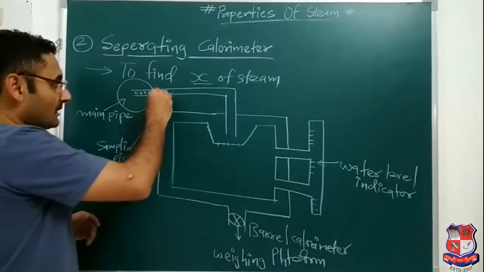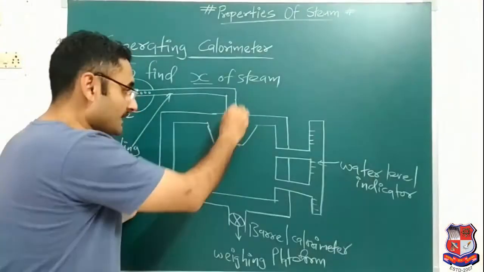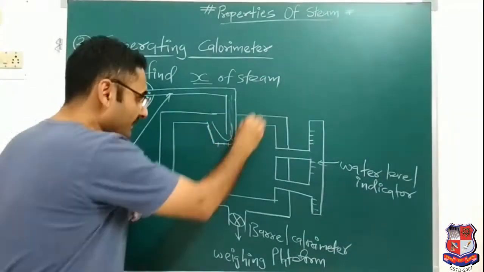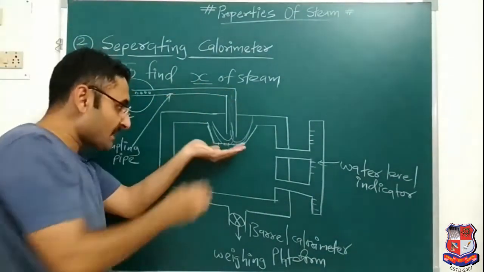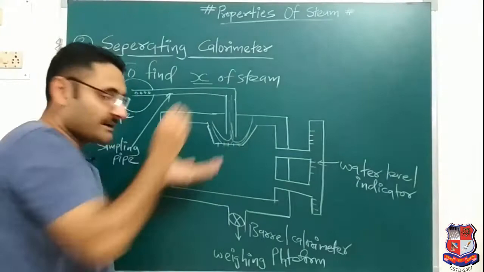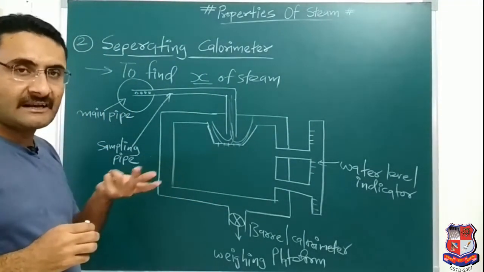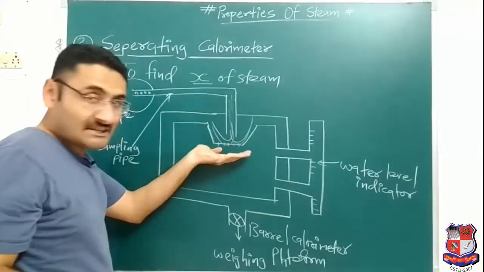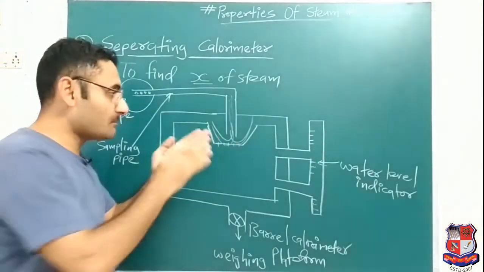After that, from the main pipe, steam is taken into the sampling pipe. In the sampling pipe, steam is present, and that steam will be imparted on the perforated cup, because below that sampling pipe, one cup is there which is perforated. So that steam will be imparted on that perforated cup. Now, as you know, in this steam, two things are present: water and vapor particles. So over here, when steam is imparted on the cup, what happens? Due to the density difference, water and vapor particles are separated.